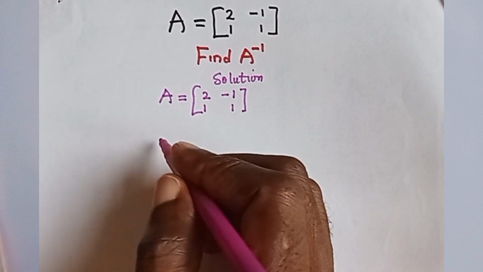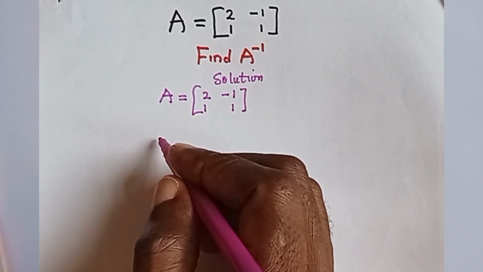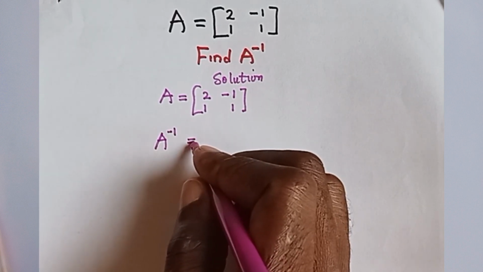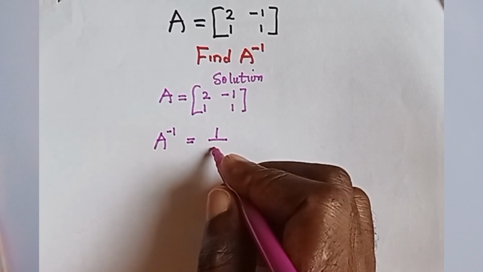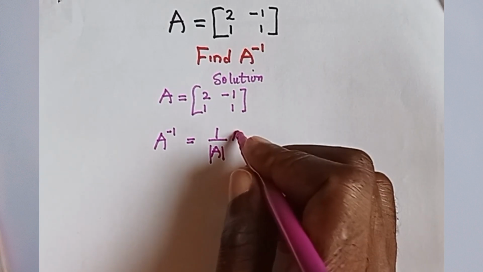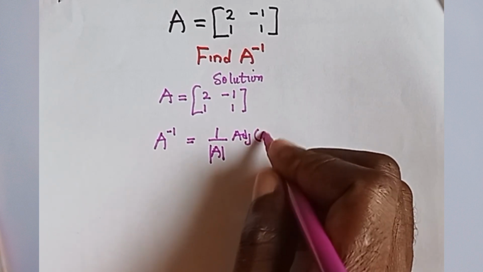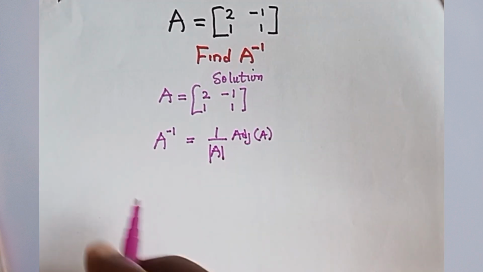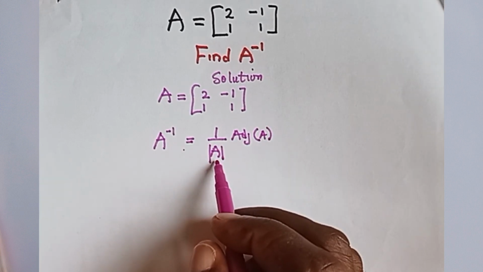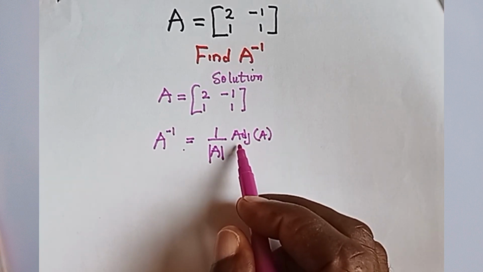To find the inverse of A, this is the formula we use: 1 over determinant of A, then the adjoint of A. The formula to find the inverse of A is 1 over determinant of A multiplied by the adjoint of A.